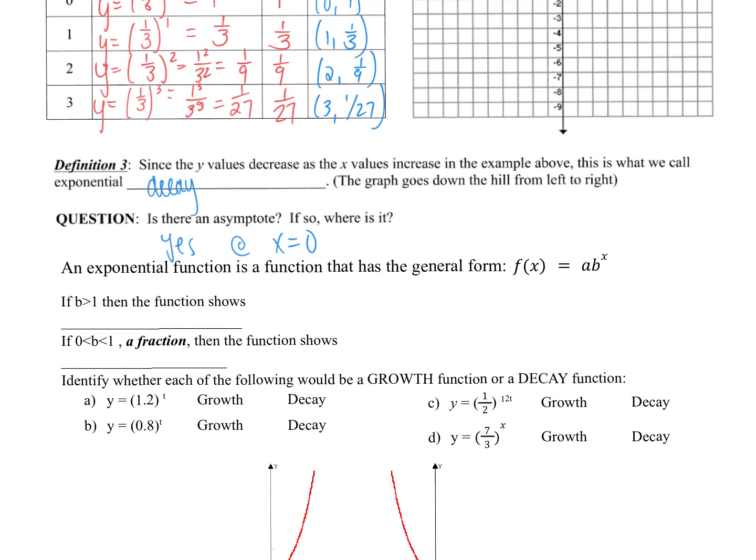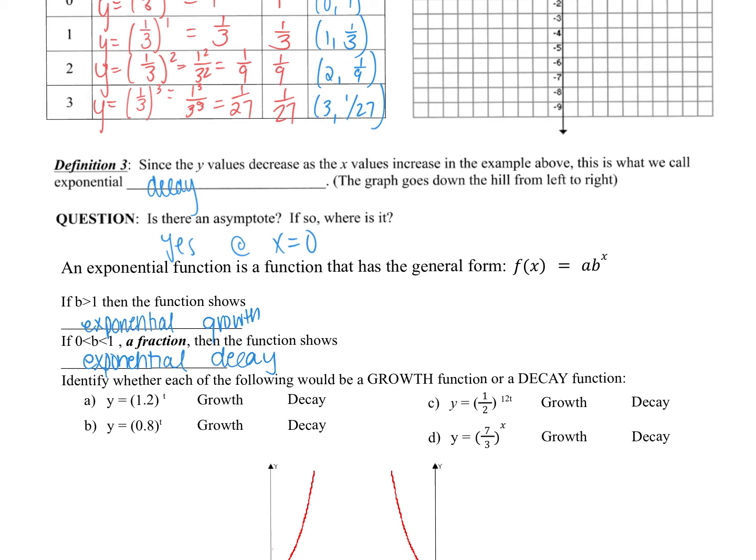Okay? So looking here now, an exponential function is a function that is generally in the form of a times b with an exponent. Okay? So if b is greater than 1, then the function shows what we call exponential growth. Okay? Because the graph's going to increase. Now, if b is greater than 0, but less than 1, which we just know is a fraction, then that kind of function will show exponential decay. Okay? So that's an easy way to, when it's just asking questions.